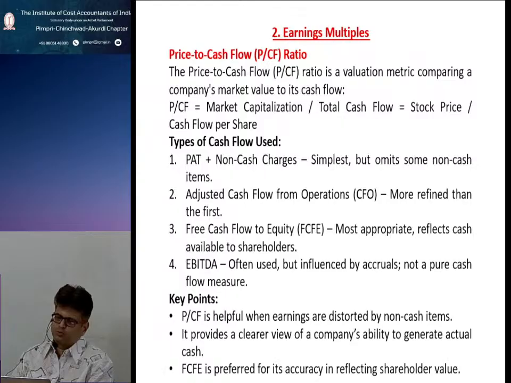The key points to price to cash flow ratio are that P to CF is helpful when earnings are distorted by non-cash items. It provides a clearer view of a company's ability to generate actual cash, and FCFE is preferred due to its accuracy in reflecting shareholders' value.